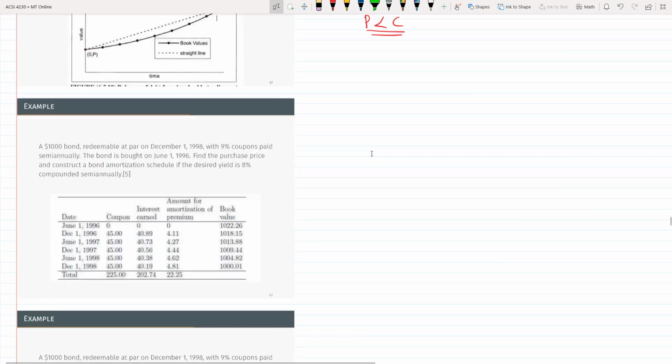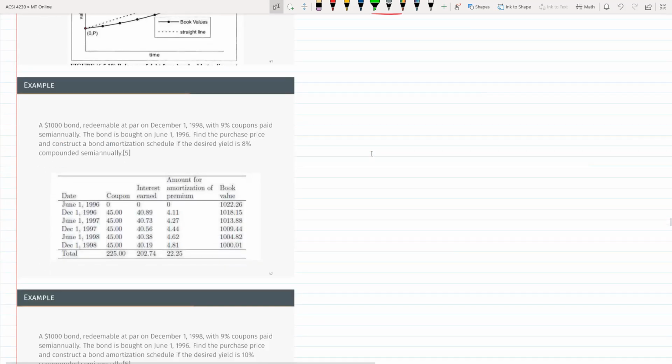Okay, so here you can see an example of an amortization schedule. A 1,000 bond redeemable at par on December 1, 1998, with a 9% coupon paid semi-annually. The bond is bought on June 1st, 1996. Find the purchase price and construct the bond amortization schedule if the desired yield is 8% compounded semi-annually. So first, let's try to find the price.